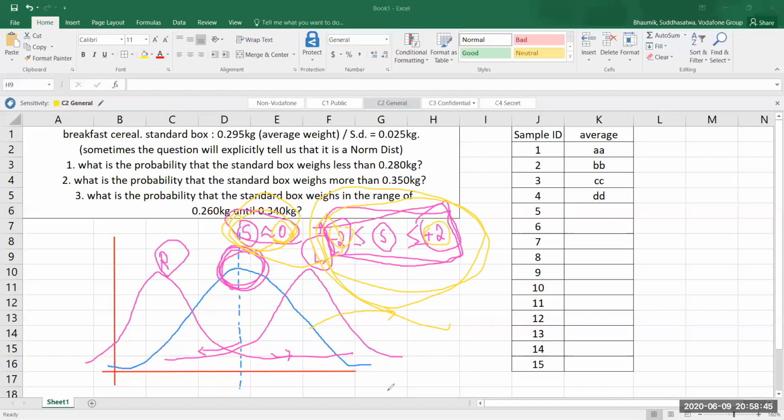I close my eyes and I safely assume this is really a normally distributed graph, and this random variable is really normally distributed. I can start using that Z formula and that f of z and so on and so forth to solve my problem. So that is the second way. What is the third way?